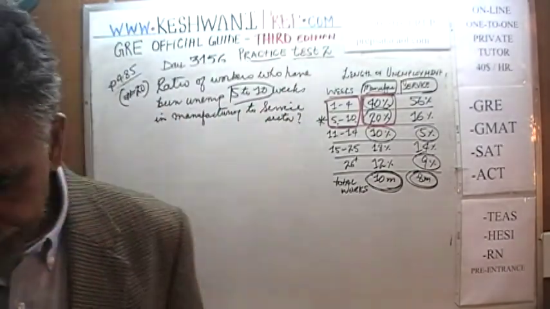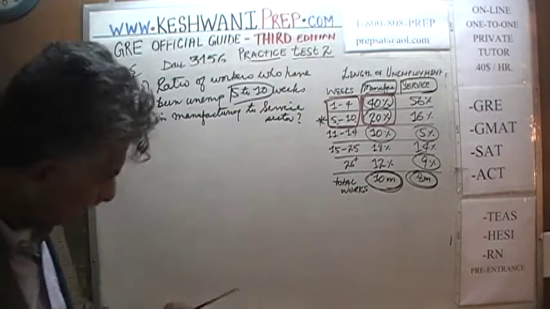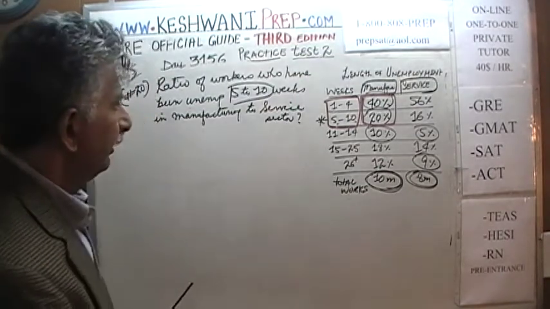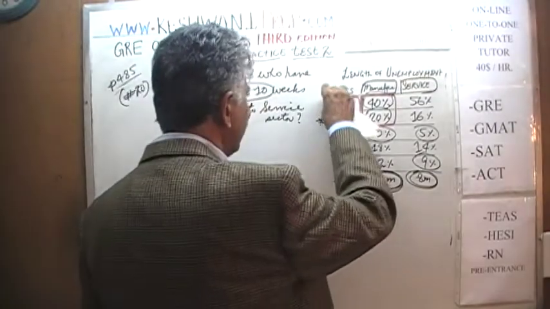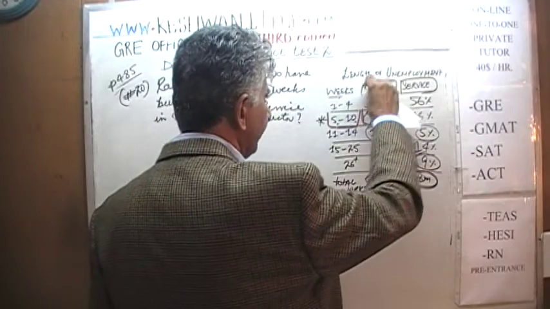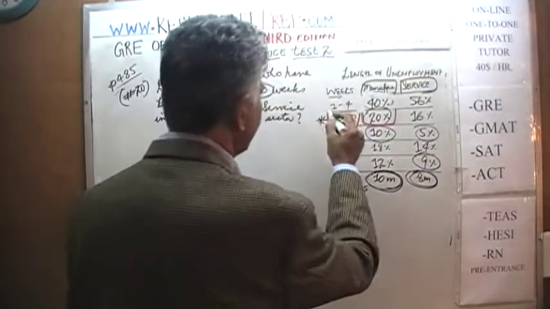So let's find out, shall we? So where do we go? 5 to 10 weeks. Oh, we are here. So why don't we get rid of this part? We're no longer dealing with 1 to 4. That's gone. We're not dealing with that part. There we go. We're looking for 5 to 10 right here.